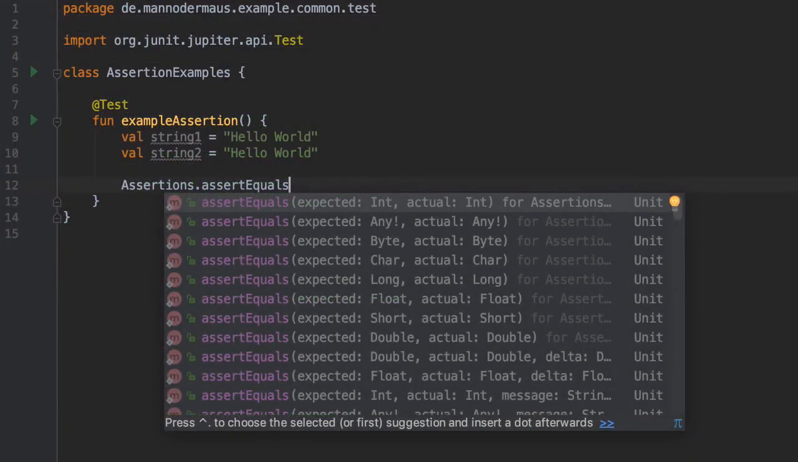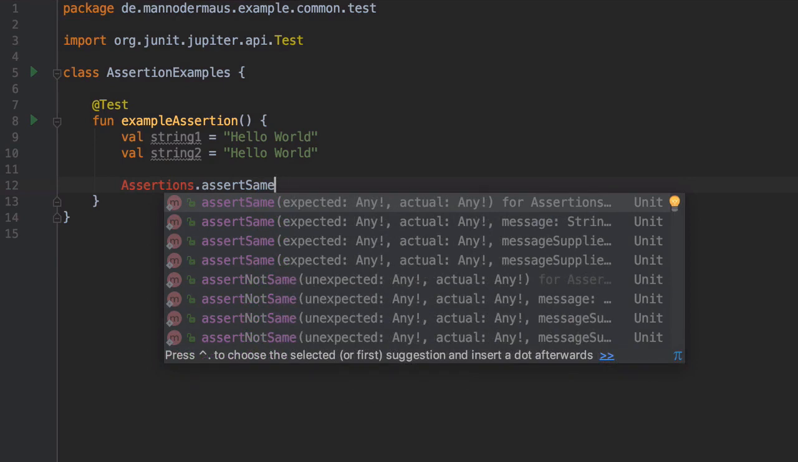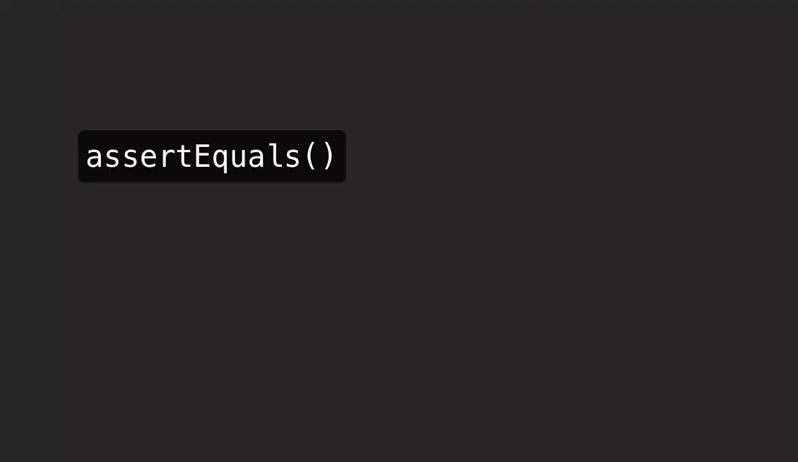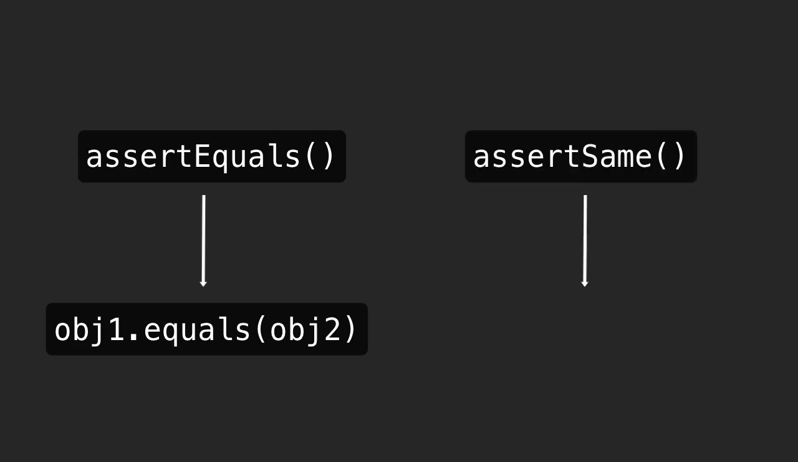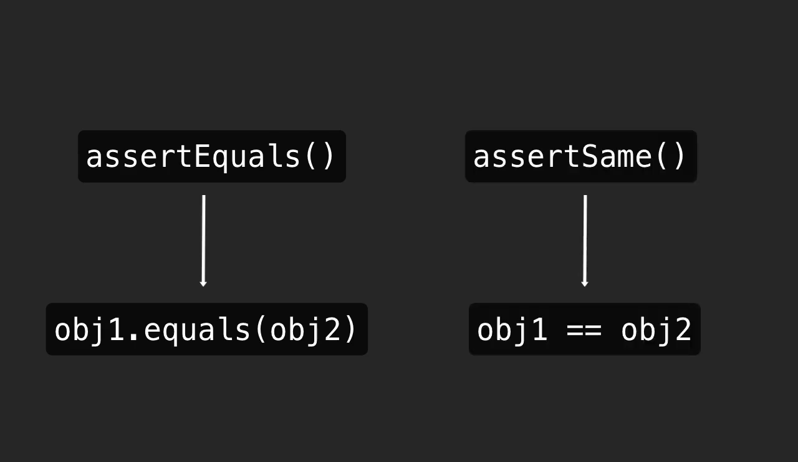assertEquals and assertSame compare the actual result of some code to an expected value, based on equality or sameness, respectively. Think of it this way. assertEquals uses Java's equals method to determine if the assertion passes, and assertSame compares references using the equal to operator, like the two equal signs.